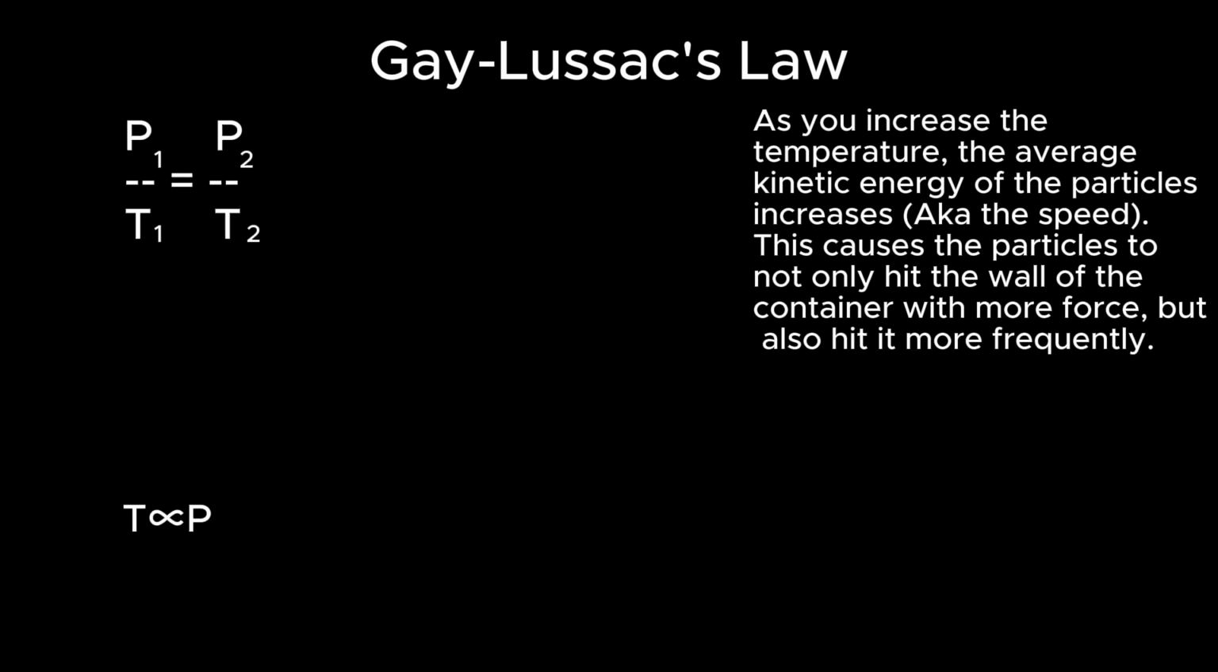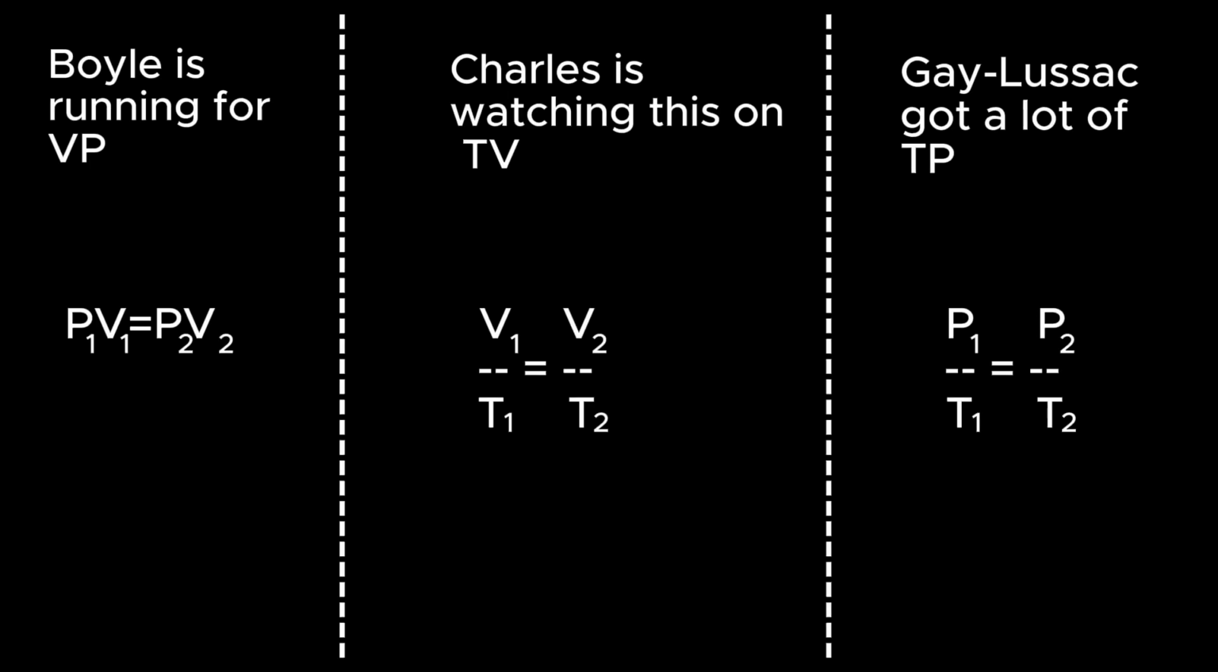One way to remember all of these gas formulas, because it can be really confusing sometimes, is you can say that Boyle is running for VP. Charles is watching this on TV. Gay-Lussac got a lot of TP, toilet paper. So you can see how the variables in the formulas match what I just provided.